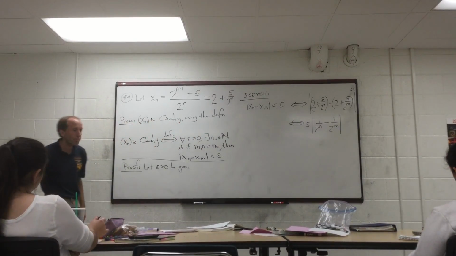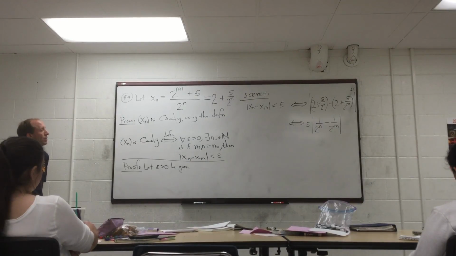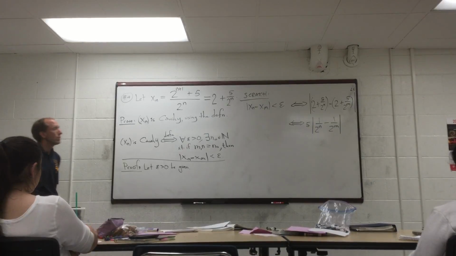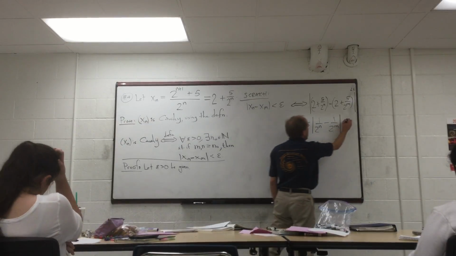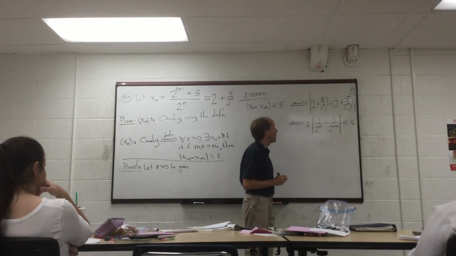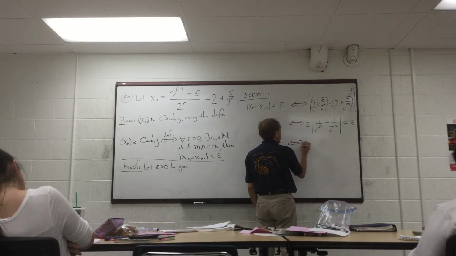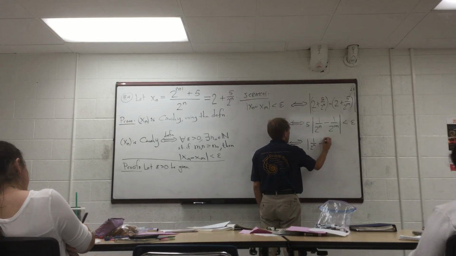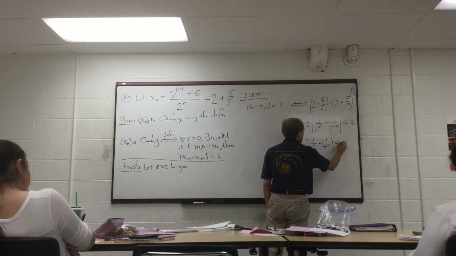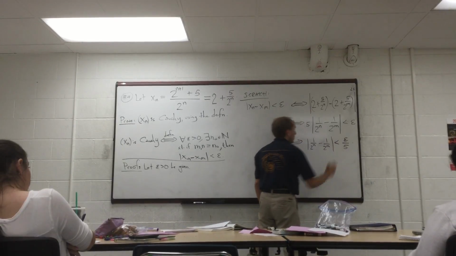Okay. Does anybody have any advice? This is still less than epsilon, right? And then just divide by 5. So we can put the 5 on the other side. Very good. So the absolute value of 1 over 2^n minus 1 over 2^m is less than epsilon over 5.